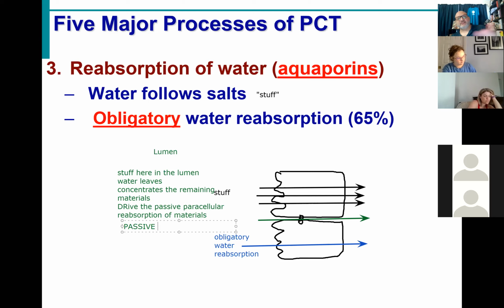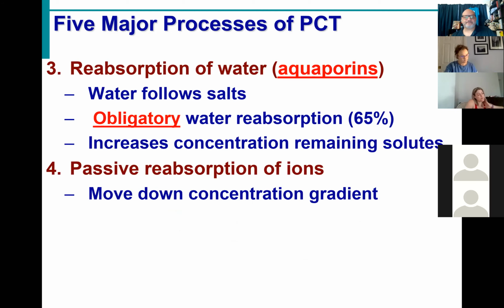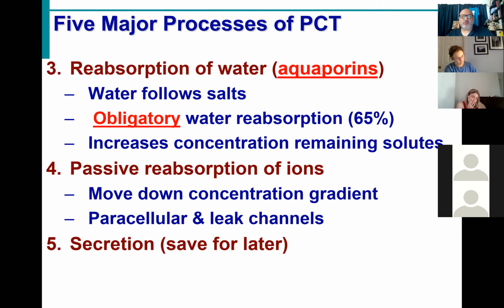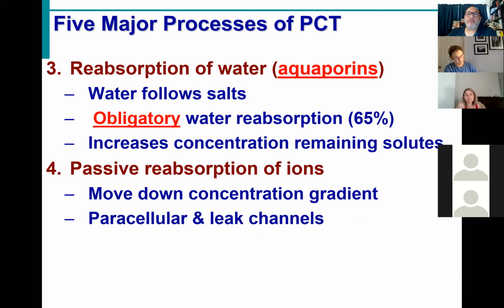So we're using just that concentration that is being set up by that obligatory water reabsorption to move things back into the body. And so, of course, that is our fourth major process, that passive reabsorption of ions, moving down their concentration gradients, and many things, again, paracellular, or in some cases, leak channels as well. And for some micronutrients and some ions, as much as 50% are actually reabsorbed passively using this process.